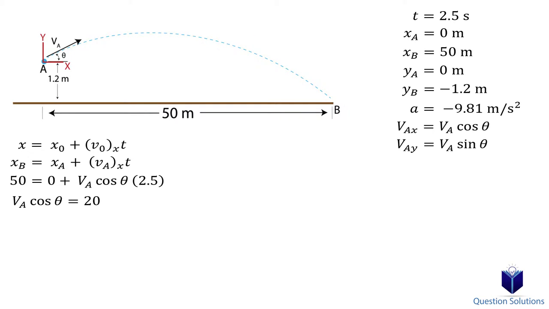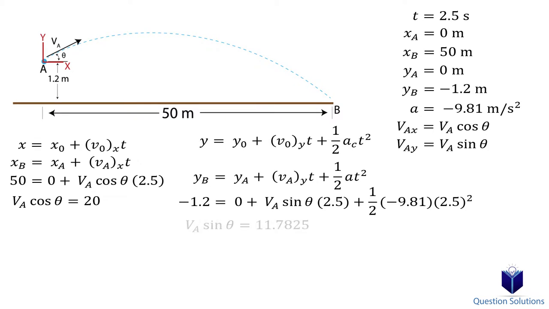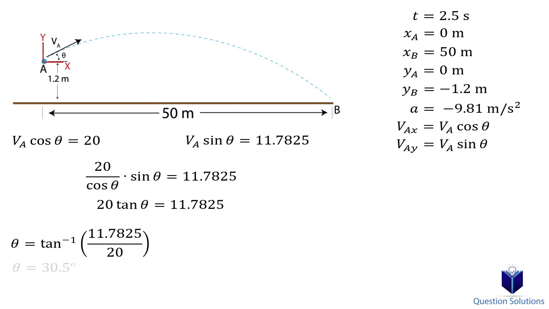Let's leave that for now and write an equation for the vertical motion. For this, we will use the following equation. As before, we can write it with our own variables and then substitute what we know in. Now we have two equations. We can solve them. Don't forget, sine theta over cos theta is equal to tan theta. So now we have our final answers.